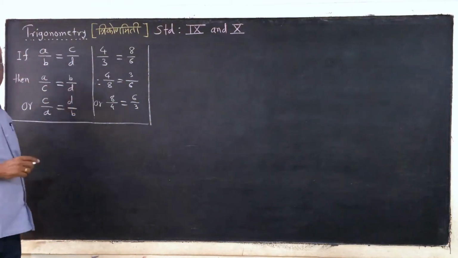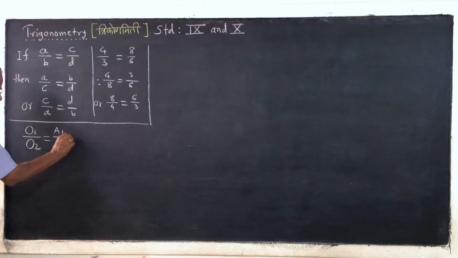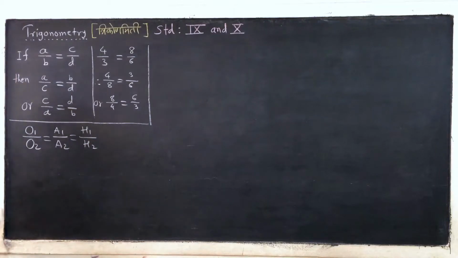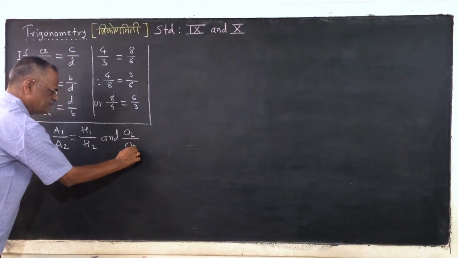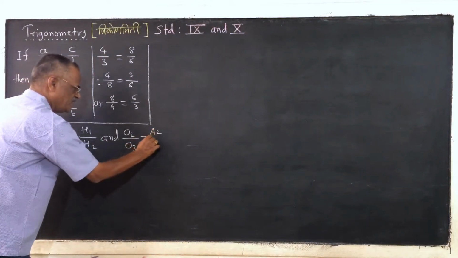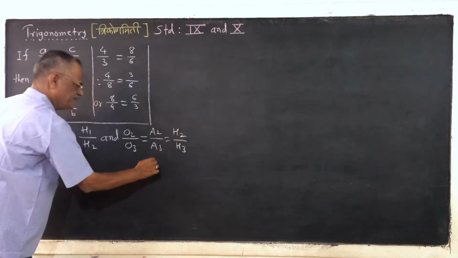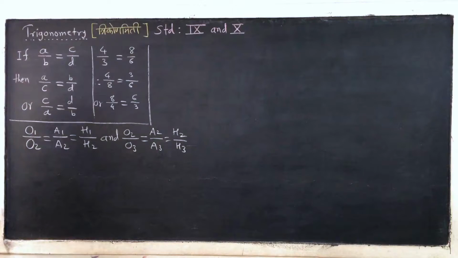When two ratios are equal, suppose three ratios are equal there. What is that? O1 upon O2 is equal to A1 upon A2 is equal to H1 upon H2. Three ratios are equal, and O2 upon O3 is equal to A2 upon A3 is equal to H2 upon H3. Three different equal ratios are there.